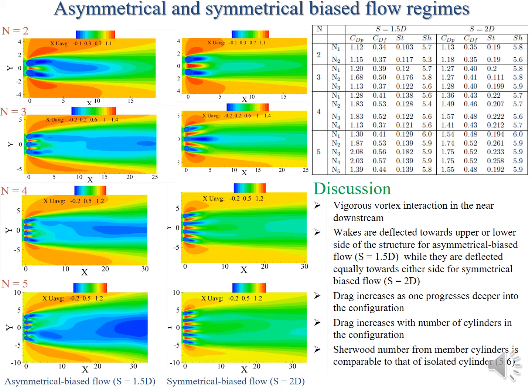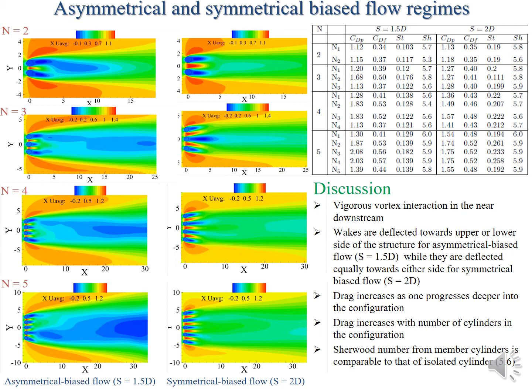One thing we also notice is the first phenomenon that we realized in the single body flow regime, that the drag coefficient increases as you increase the number of cylinders in the configuration, is also true for this regime. And we can also see that as you move deeper into the structure, the drag also increases, which we also discussed in the single body flow regime. One thing that is different from the single body flow regime is that the Strouhal number is no longer uniform for all configurations, and it is much higher than the Strouhal number of a single cylinder. So the Strouhal number is much higher.